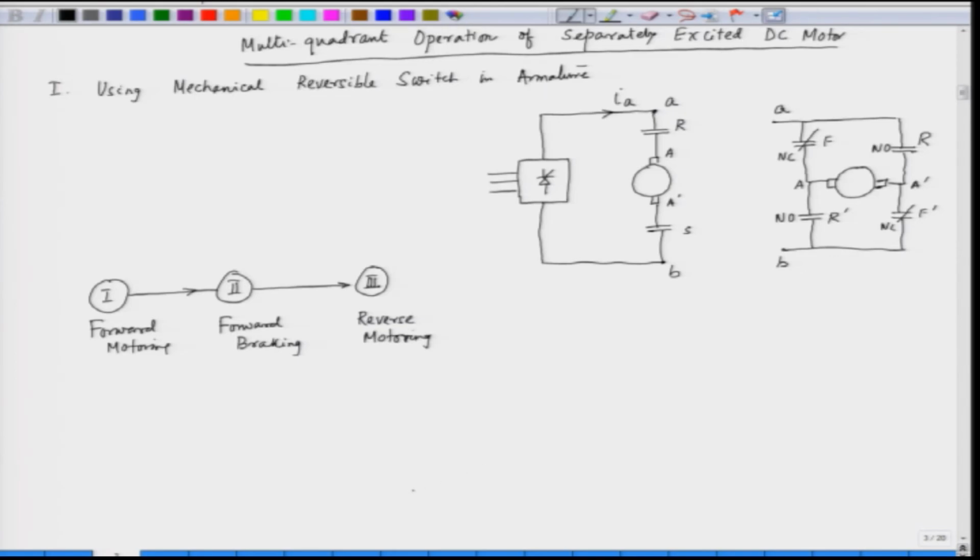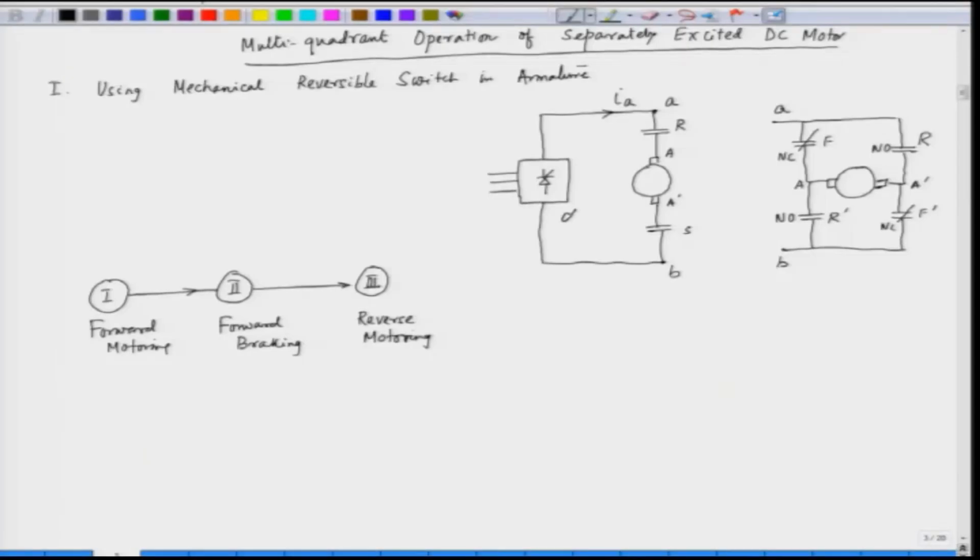Now, how can we go from step 1 to step 2 to step 3? When the motor is running in the forward direction, if you want to reverse the motor, this cannot happen automatically by a single converter. So, we have to follow a few steps. First of all we have to brake it, that is called forward braking. So, how can we brake it?